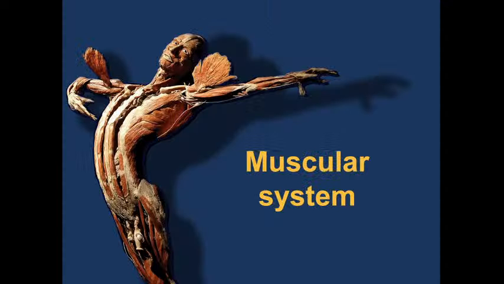This is a picture of one very famous plastinated body. Whole body plastinated specimens from Gunther von Hagens. I saw this body personally in the Hagens Museum in Germany. I put this picture to illustrate movement. As you know, our life is movement.